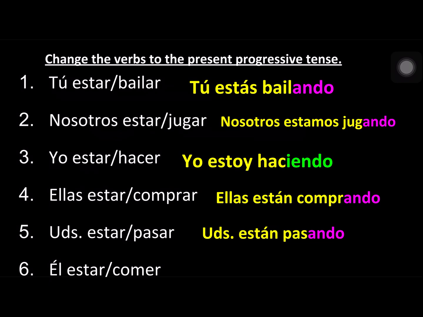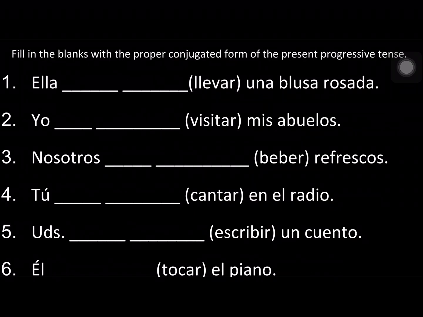Ustedes estar for pasar. Ustedes están pasando. Conjugate estar for ustedes and then take off AR and add ando. Easy peasy, yes? Here's the last one. Él estar and then comer is él está comiendo. Conjugate estar for él, chop off the ER for comer, and add the IENDO. Not too bad, huh? Like I said, all we're doing is we're taking some old information, present tense of estar, and we're sprinkling in this new information.